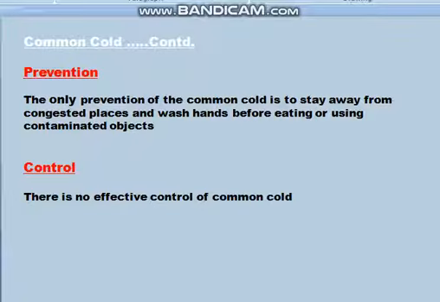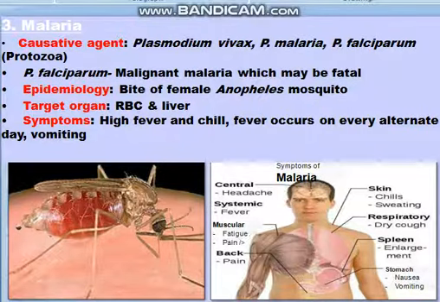If we touch a certain object, after that we should wash our hands, and then we can prevent common cold. And there is no effective control of common cold. It goes away on its own after 3 to 7 days. There is no certain medicine for cold, but we can take medicine for fever, or we can take cold medicine for cough or cold, but there is no particular medicine for common cold.